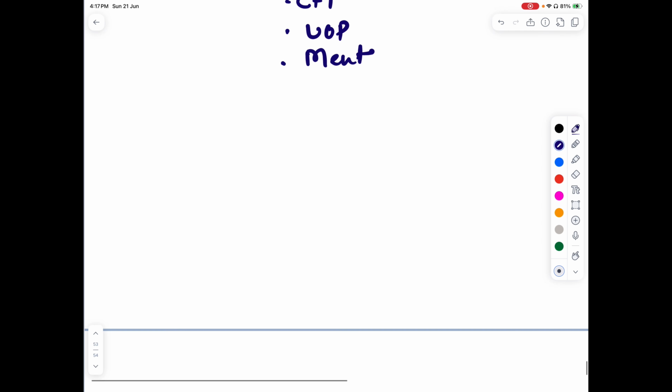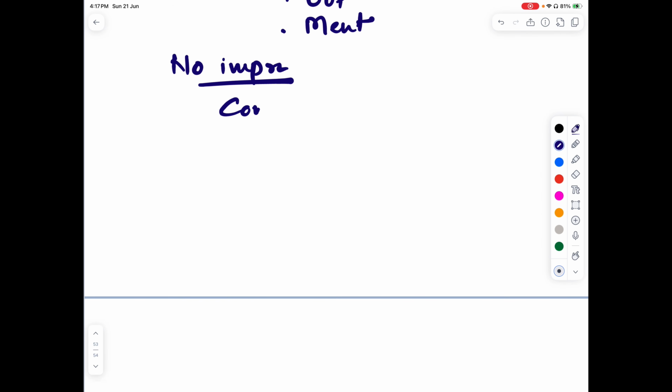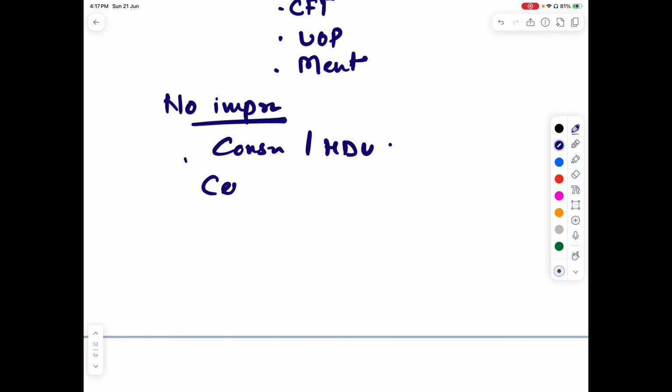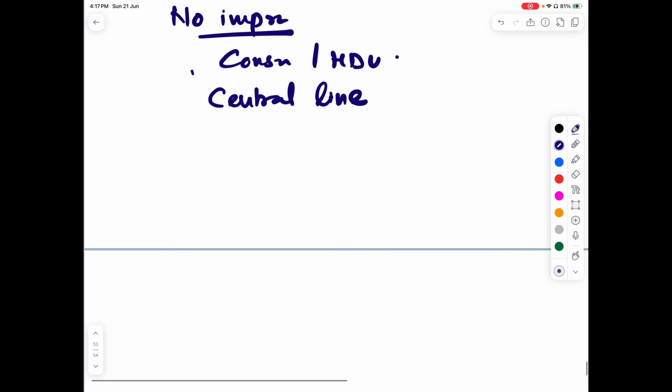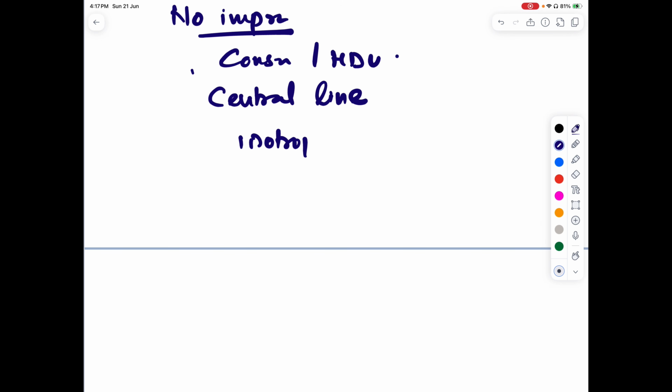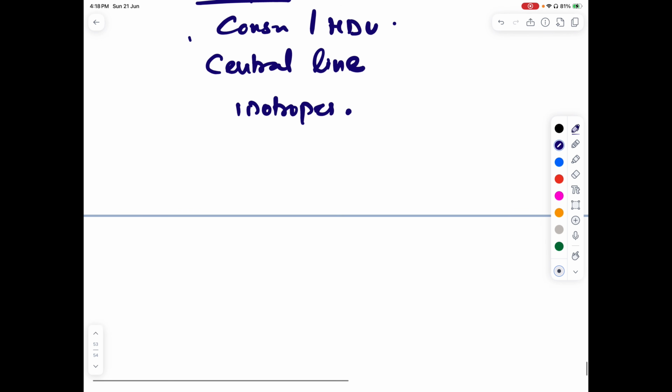If there is no improvement, it can be shifted to HDU. Then, if still no improvement, the patient needs to be consulted to the HDU registrar. Go for a central line, and give blood according to the Hb level, and start inotropes to improve the BP.